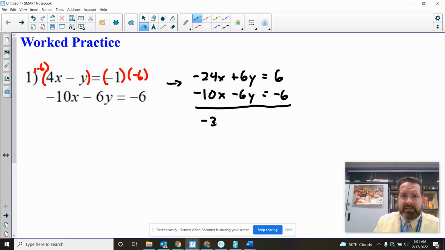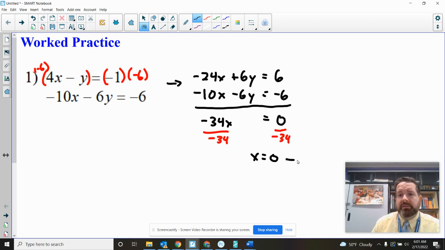So we're going to be eliminating our y's by adding these equations together. -24 plus -10 is -34. Those go to 0. That's the whole point. And 6 plus -6 is also 0. Divide by -34. 0 divided by any number is just 0, so x is 0.